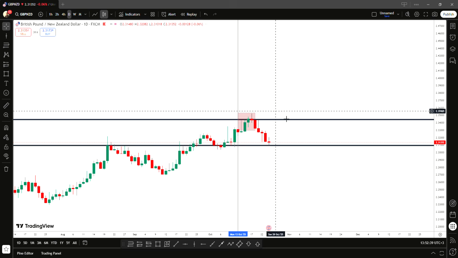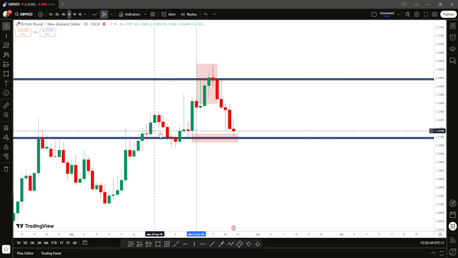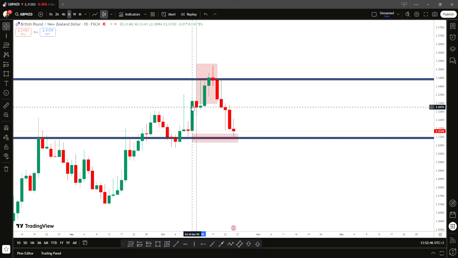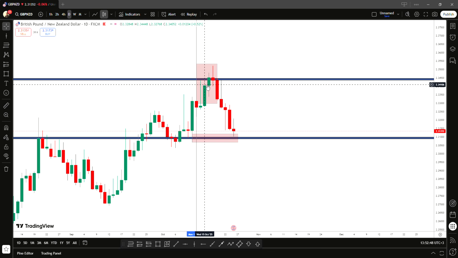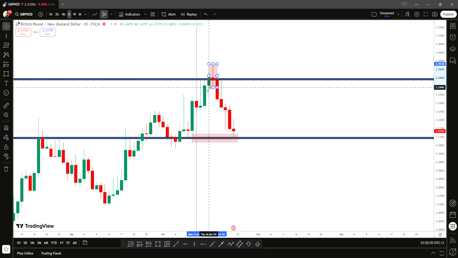When you come to the daily, what do you see? You saw that price was going up, making higher highs, higher lows, higher high, and then it gave you two indecision candles at this level. Let me just refine it up to around here. Then price gave you two indecision candles at this level.